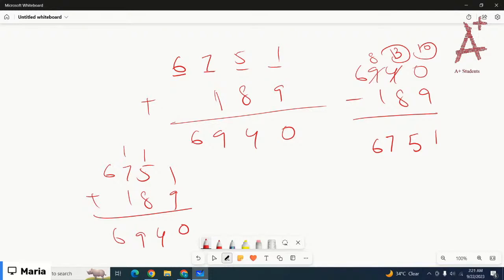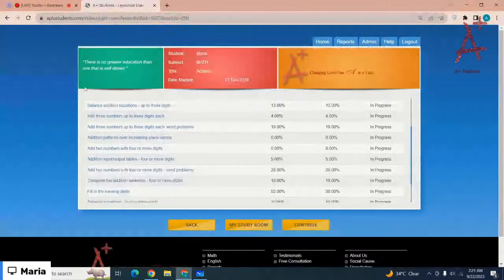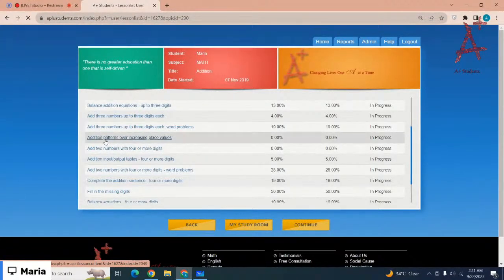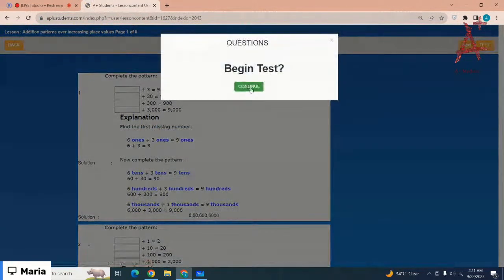Okay, let's just start with the practice questions now, right? Be careful when subtracting. Here is the lesson, addition patterns over increasing place values, right? We have done with the lesson. Now we are here just to do the practice questions. Okay, let's just start with the test questions.